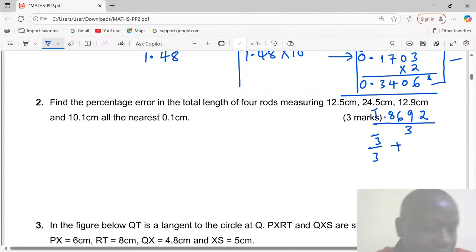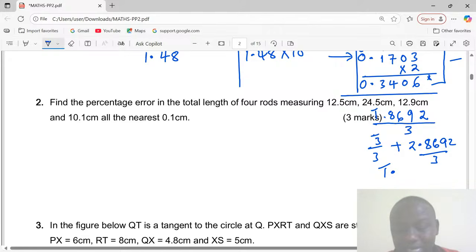Then on the other side, on the mantissa part, we are having 0.8692. Now, the 2 that we've borrowed from the characteristic is now handed to the mantissa part. So it becomes 2.8692 out of 3. So bar 3 divided by 3 is bar 1. And now I can use a calculator at that point. 2.8692 divided by 3 also, we are getting 0.9564.